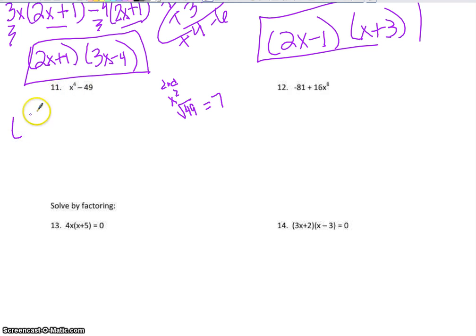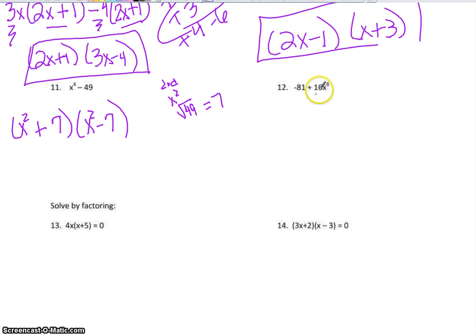So, square root of x to the 4th is x squared, because 4 divided by 2 is 2. Plus the square root of 49 is 7. But you also have to write it with a minus, so x squared minus 7. At this point, you need to check and make sure that you don't still have a perfect square. 7 is not a perfect square, so this is my answer.